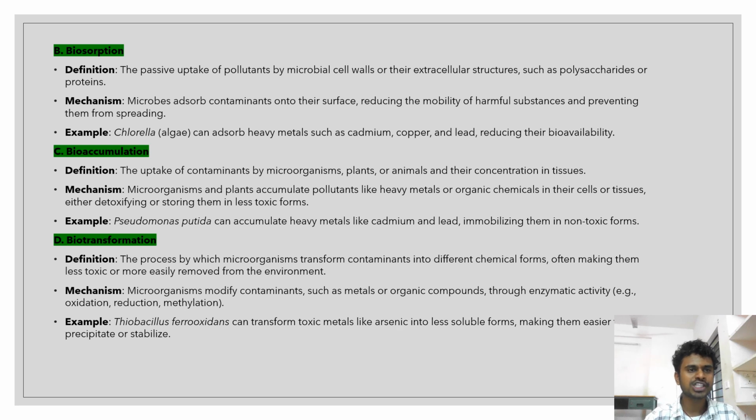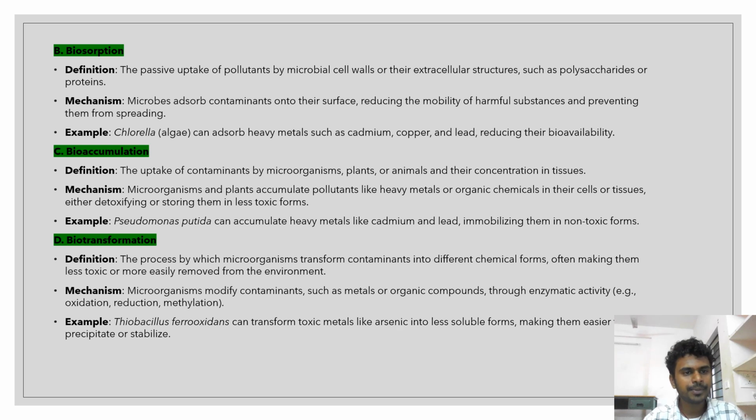Second one is biosorption. The passive uptake of pollutants by microbial cell walls or their extracellular structures, such as polysaccharides or proteins. The mechanism of biosorption is that microbes absorb contaminants onto their surface, reducing the mobility of harmful substances and preventing them from spreading. Example, Chlorella can absorb heavy metals such as cadmium, copper, and lead, reducing their bioavailability.